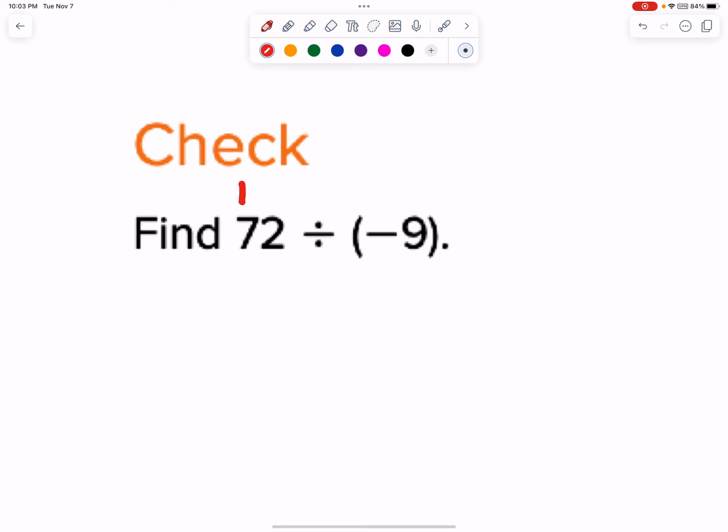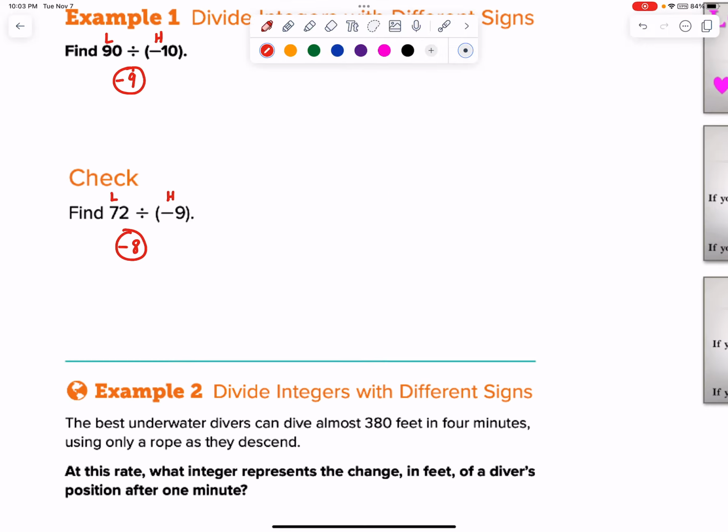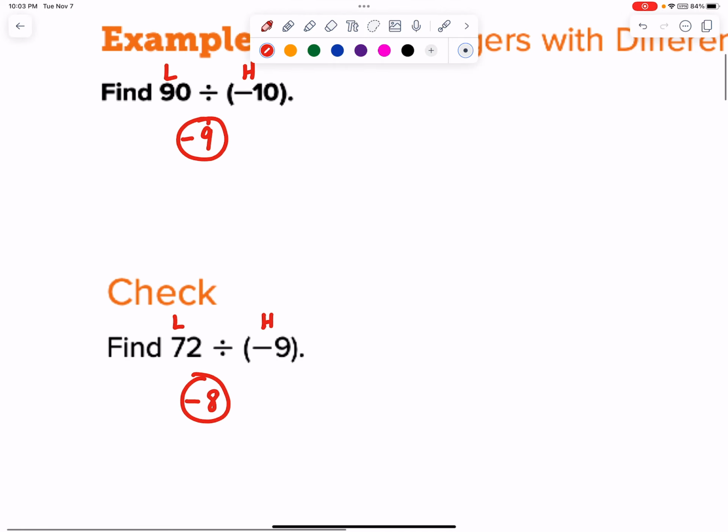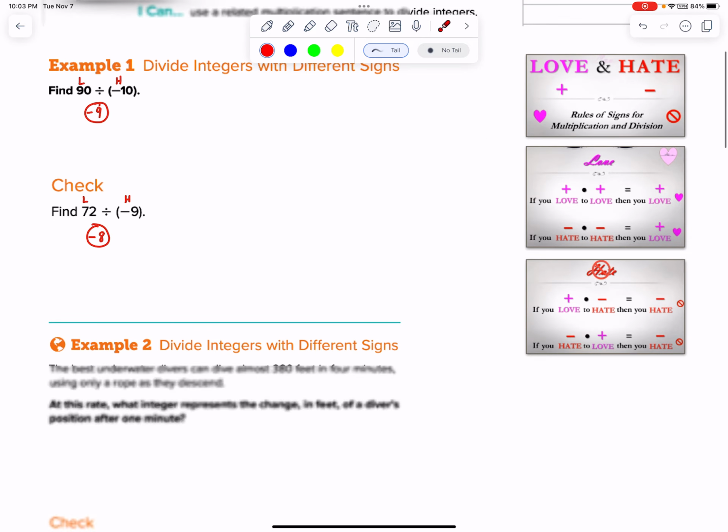And so we have love to hate, so 72 divided by negative 9. If you love hating, you actually hate, and you would just have to either type 72 divided by 9 to see what it is, or if you already know that 9 times 8 is 72, then you put your 8 and circle your answer of negative 8. Double check and make sure that makes sense. Okay, so you have a negative 8 times a negative 9 would equal 72. A negative 9 times a negative 10 would equal 90. Okay, and so that makes sense.